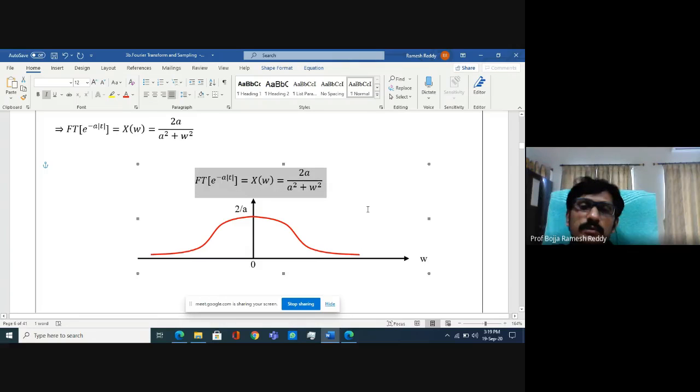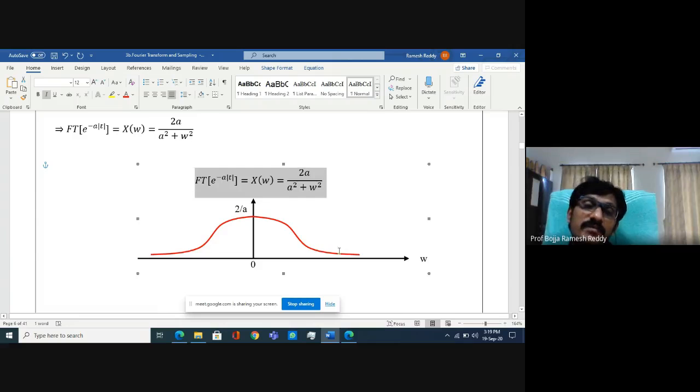2a by a square plus omega square. Substitute omega equal to 0. What happens? If omega is 0, 2a by a square, that is 2 by a. 2 by a is the amplitude at the origin. After that, as omega increases, the amplitude decreases and goes on decreasing. Similarly, the left hand side also decreases.